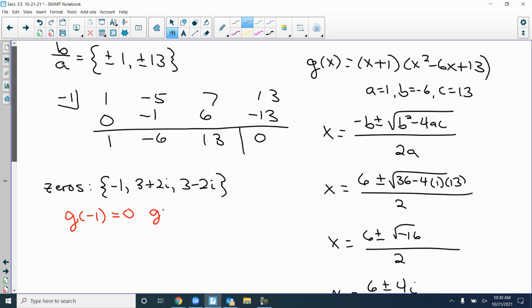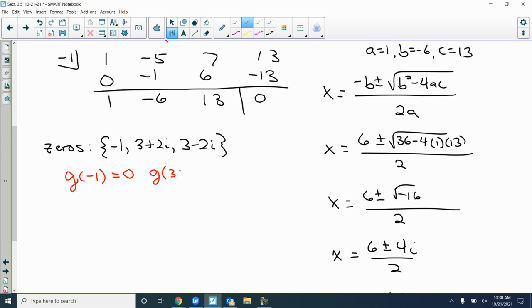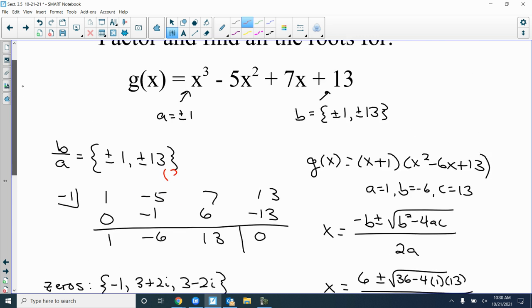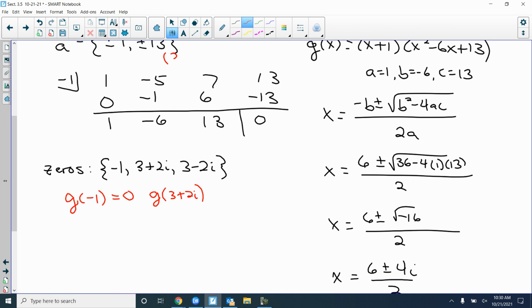What do I get when I plug in 3 plus 2i? You can plug in this number for x. What should I get? 0. That's what it means to be a 0. Okay, you get 0. What about if I plug in 3 minus 2i? What am I going to get? You're going to get 0. Okay? Graph it. Get your calculators out. Graph it.